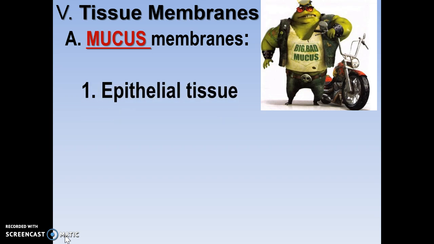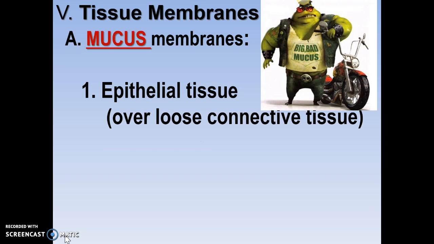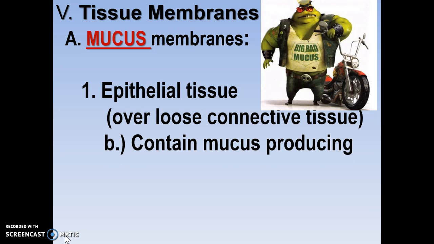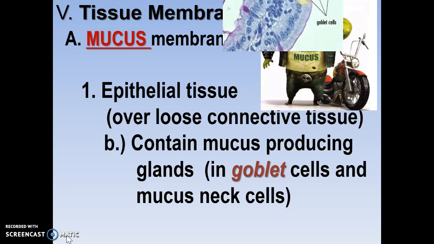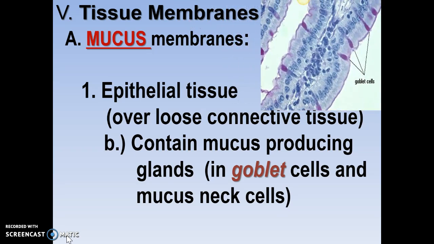Epithelial tissue is mainly what contains the mucus-producing cells, the goblet cells, and it's on top of loose connective tissue, which holds it down to the rest of the body. It does contain mucus-producing cells called goblet cells, and there's also mucous neck cells. So the reddish purplish stained cells in this particular slide are the goblet cells, which produce the mucus. And usually those are found amongst the pseudostratified columnar epithelia, because the pseudostratified is the cilia, which moves the mucus.